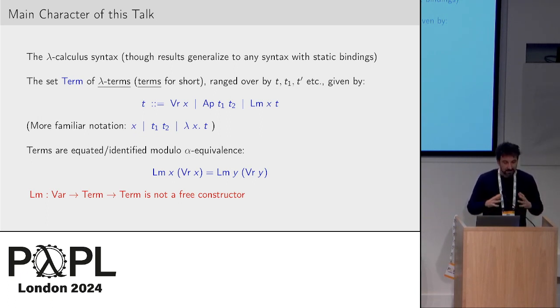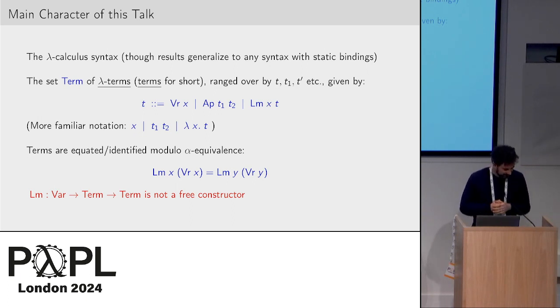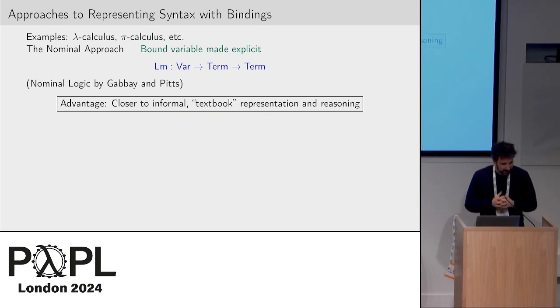So terms, and this is very important, and people working on syntax with bindings know that this is sort of the source of all major difficulties. Terms are equated or identified modulo alpha equivalence. So essentially the bound variables do not affect the identity of a term. So for example, lambda x.x is the same as lambda y.y, which effectively means that lambda is not a free constructor.